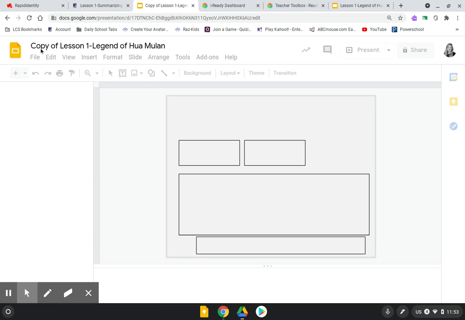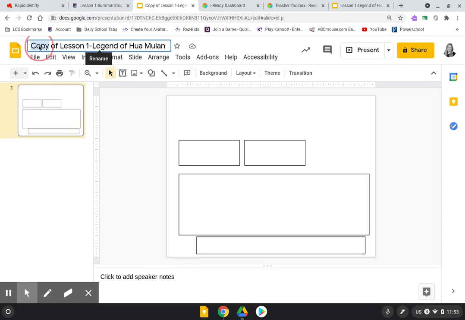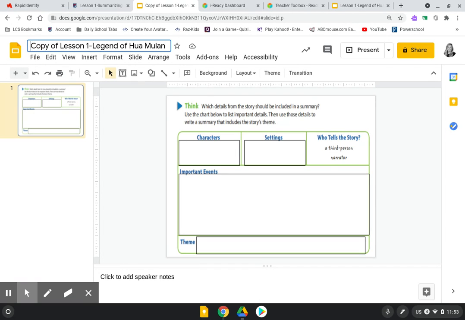Make sure to double click in the text box or the title box. When you double click there, you should be able to type your name. First and last name is most helpful, and then you can share it back with me by clicking share, type in Laura Akers. My email should pop up, and then click send, so that way I can see all of your awesome work.